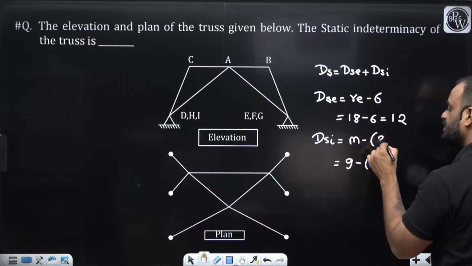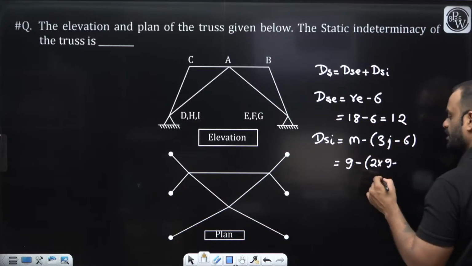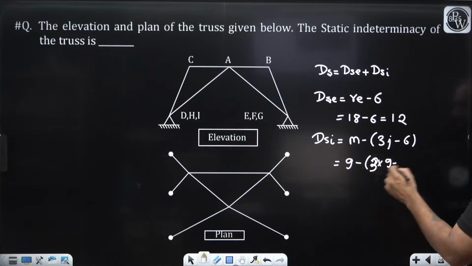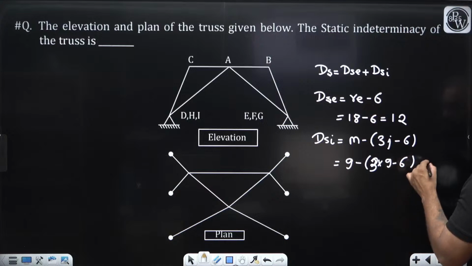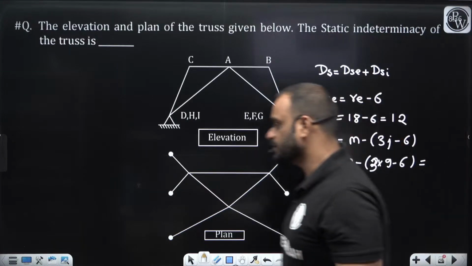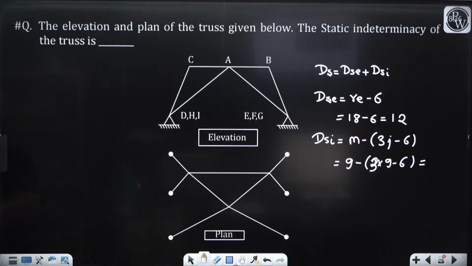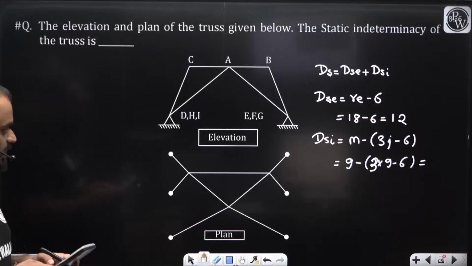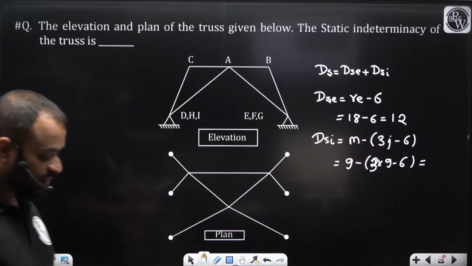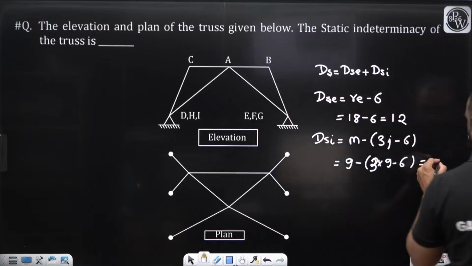M minus 3J minus 6. Okay. M minus 3J minus 6. So 3 into 9 minus 6. So just solve this. You will get some value over here. So 9 minus 3 into 9 minus 6. So we are getting a value of minus 12.